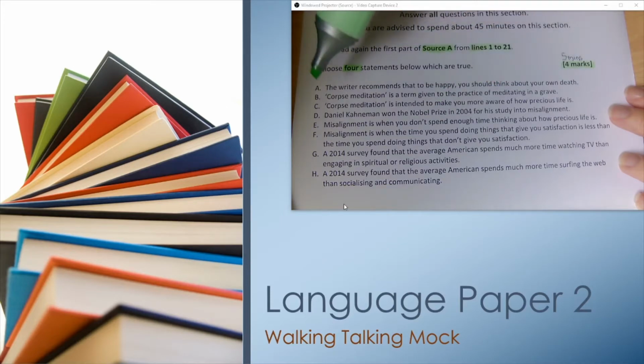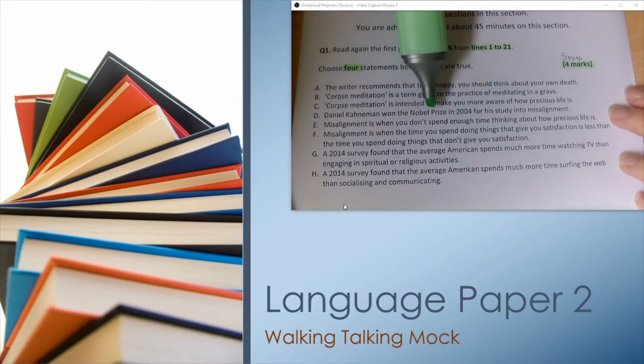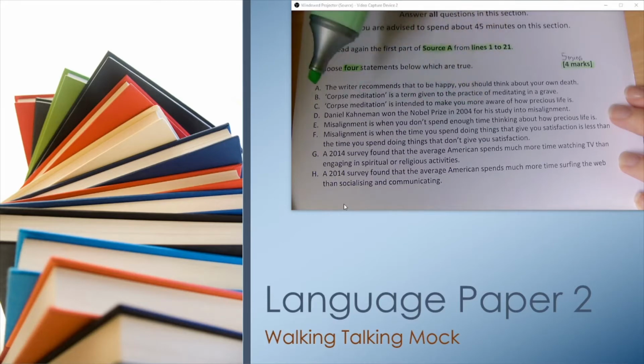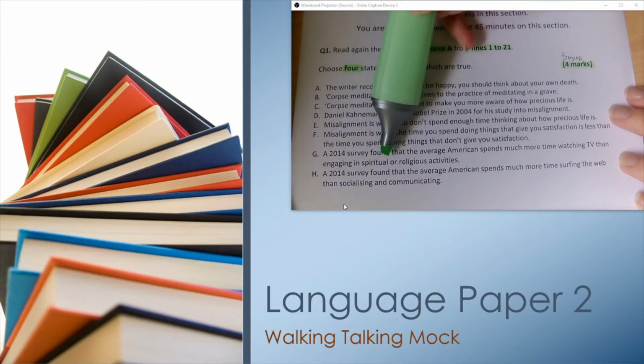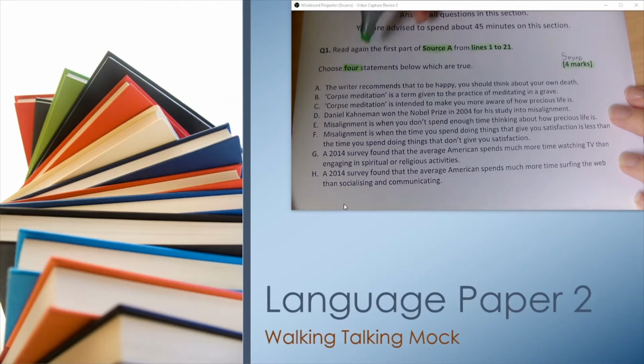So I can see that there's a pattern here. Two of them are talking about corpse meditation, and one of them is giving me the definition, one of them is telling me what the purpose of that is. One of them is to do with this Nobel Prize for a study in 2004. Two of them are regarding misalignment, and two of them are regarding this 2014 survey. Obviously, the beginning one there is the writer recommending you to be happy as well.